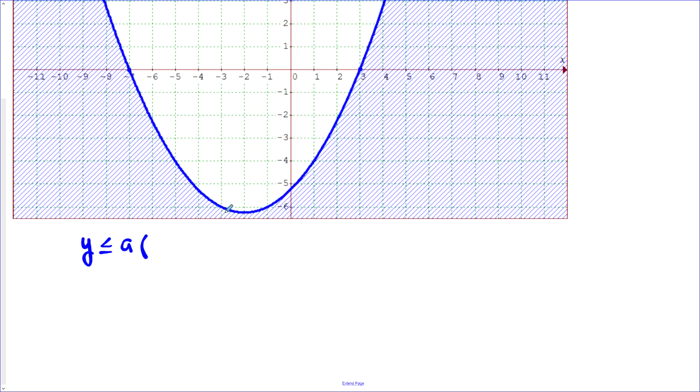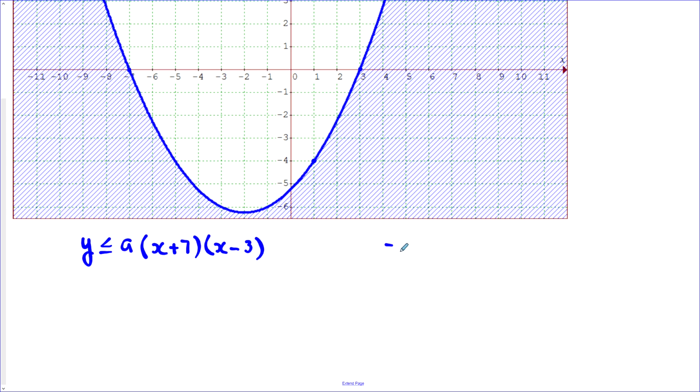this parabola. Now we'll write it in factored form, so x minus our x-intercept, which is -7. Next one, x minus our other x-intercept, which is 3. Now we need to find this a value here, and we're going to do that algebraically by picking a point that we know. How about 1, -4? It looks like it's on the parabola.